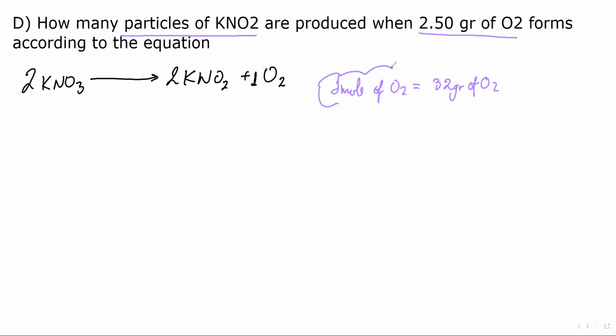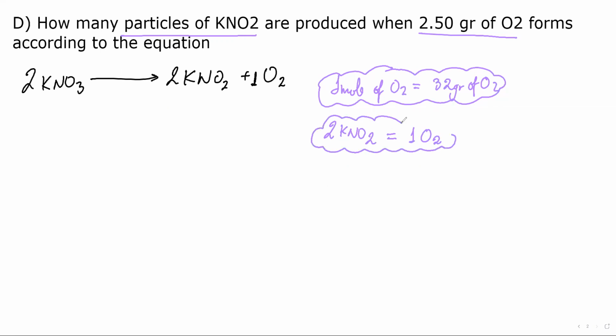Let's go with another relationship. What else do you need? You need to convert O2 to KNO2. You know that 2 moles of KNO2 will form with 1 mole of O2, and that will be produced by 2 moles of KNO3. So that's another relationship that we have right here.